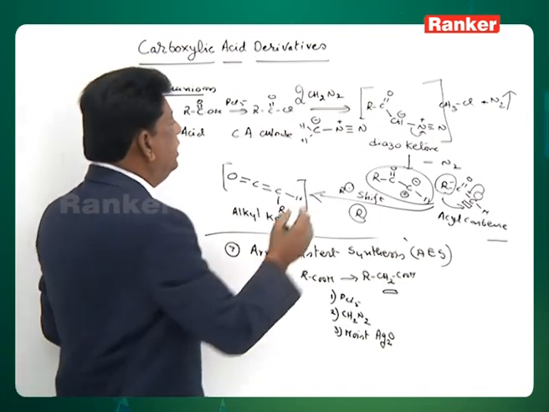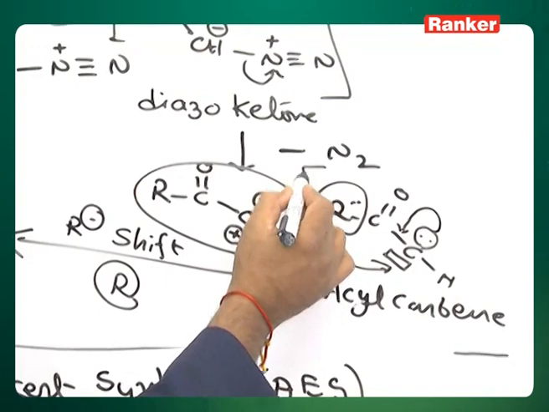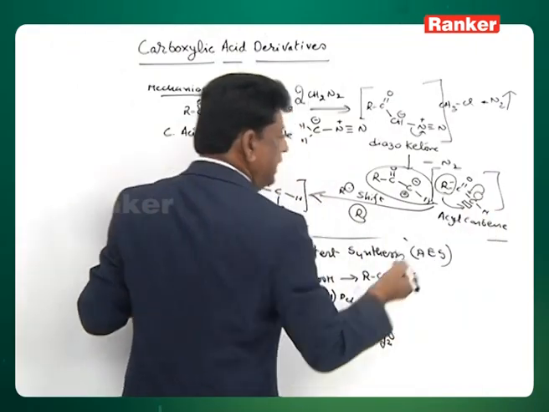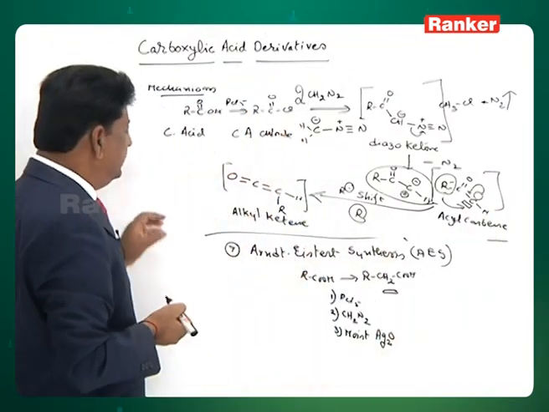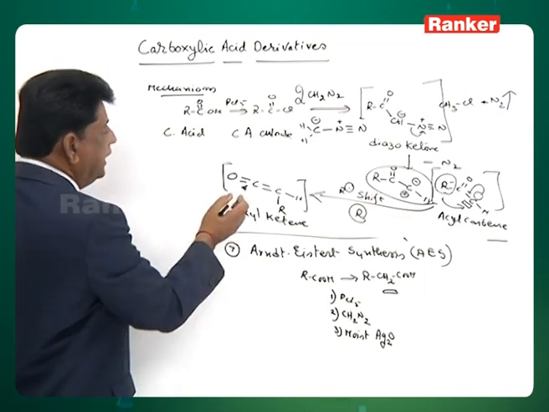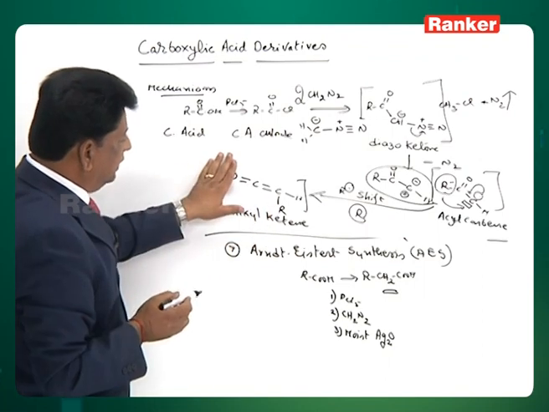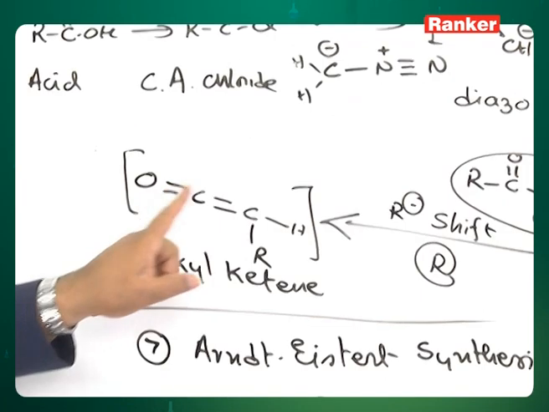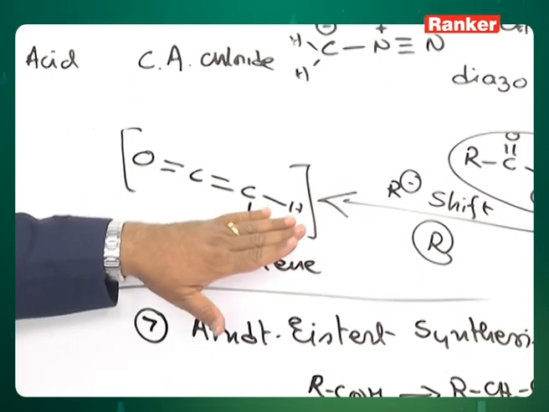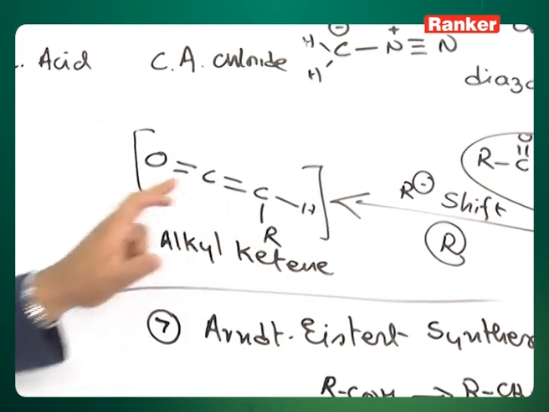So, one intermediate is diazoketone, the second intermediate is acyl carbene, the third intermediate is alkyl ketene. This alkyl, it's not ketone, it is ketene. CH, on this side also carbon is there, it is like an allene, but with O, like carbon dioxide, one side CH, one side O, it is called a ketene, alkyl ketene.